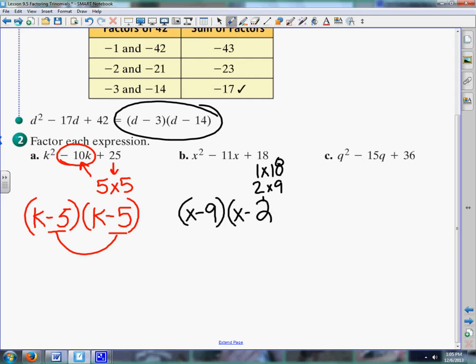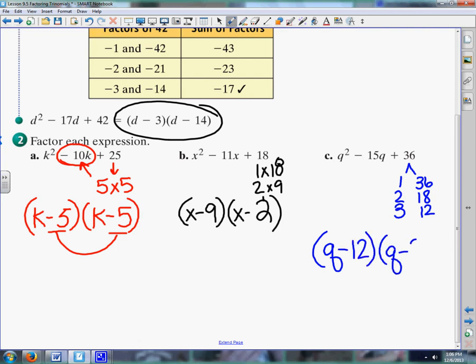And then this last one I have 36. So I have 1 and 36, that doesn't work. 2 and 18, 2 plus 18 is 20. 3 and 12, so that works. 3 plus 12 is 15. So my answer is going to be Q minus 12 and Q minus 3. So these both have negative signs.